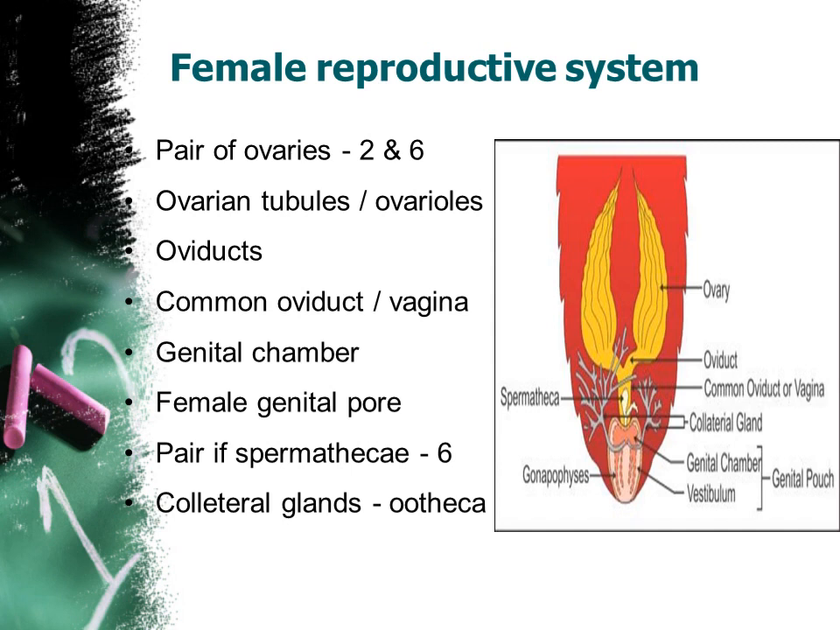Okay, then the next region is the collateral glands. Its role is to produce one thick coat around this ovum, that is known as an ootheca, right? And let us now see this regarding the genital chamber, and where the growth of the egg cells takes place. Fine.